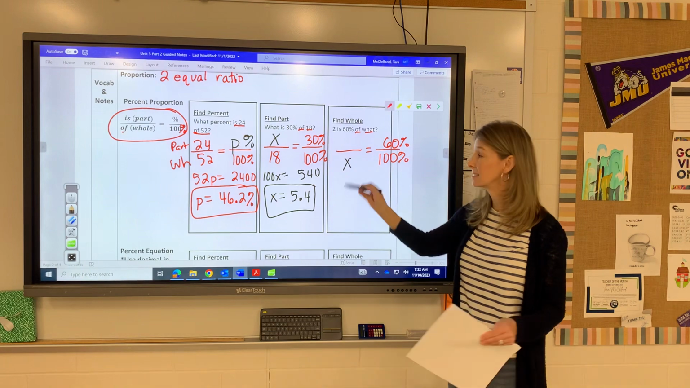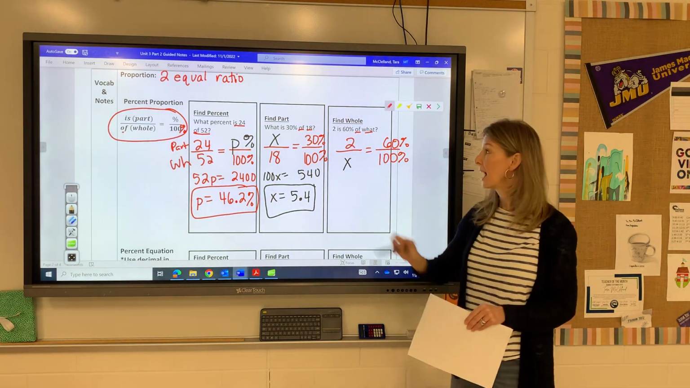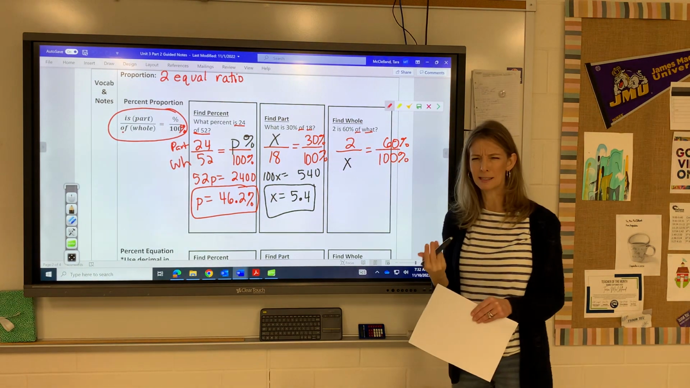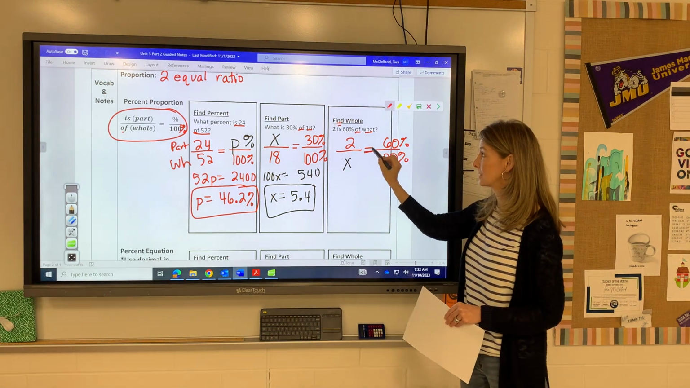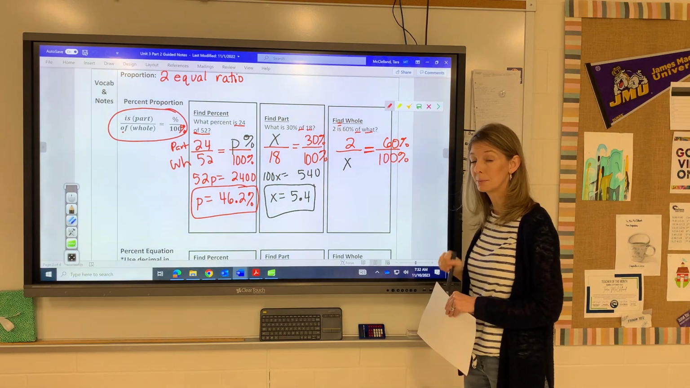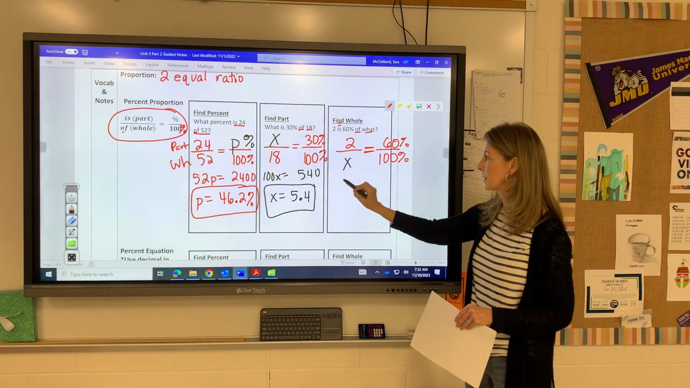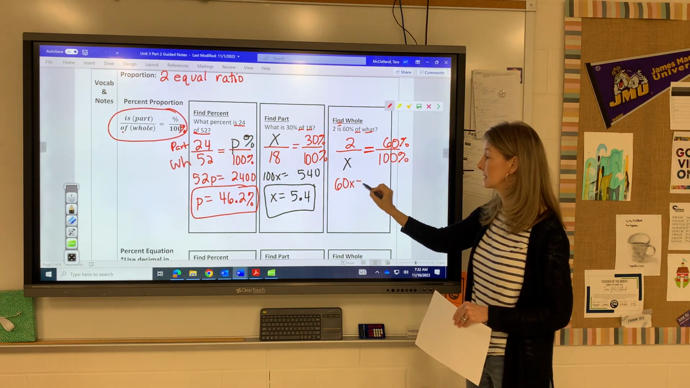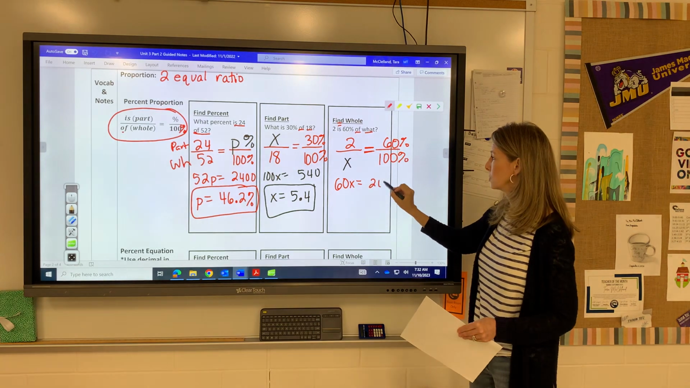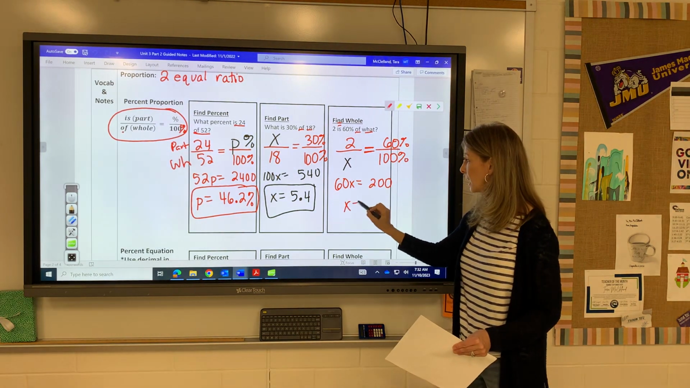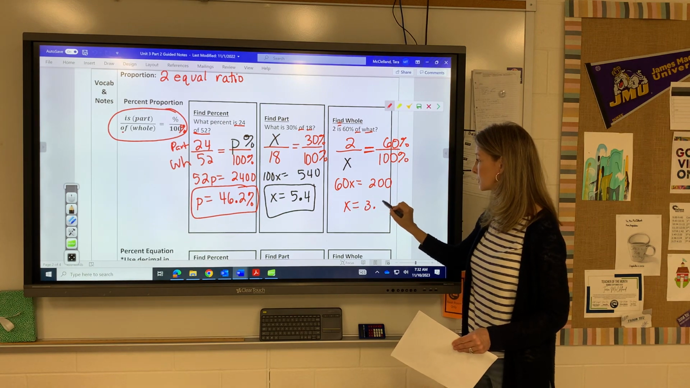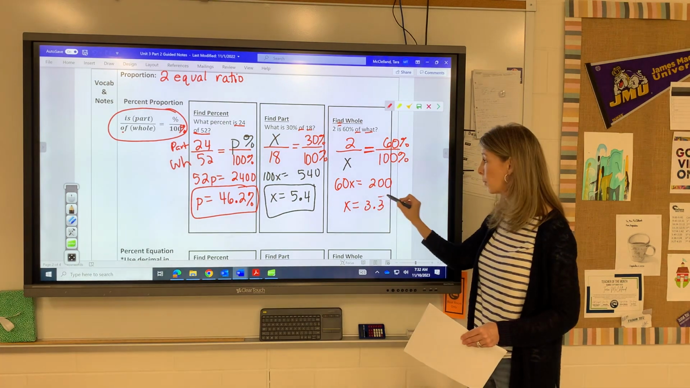2 is, and literally think about, in math, is means equals also. So if you think 2 is, there's our equal sign, 2 is 60%. Cross multiply here, we get 60x equals 200. Divide both sides by 60, and we get x is equal to 3.3 repeating.